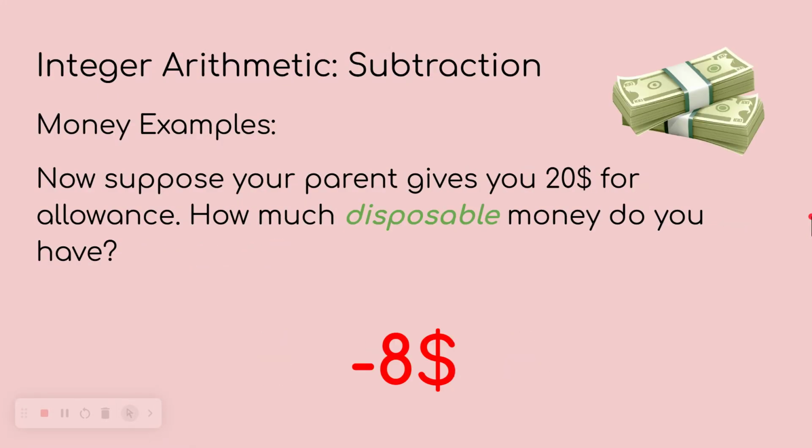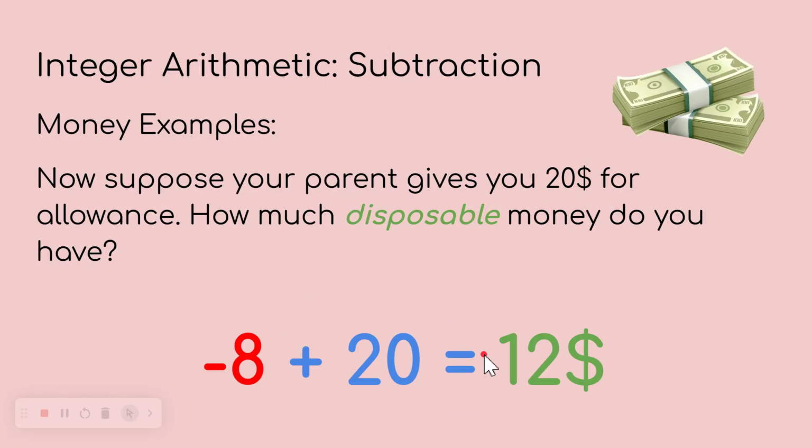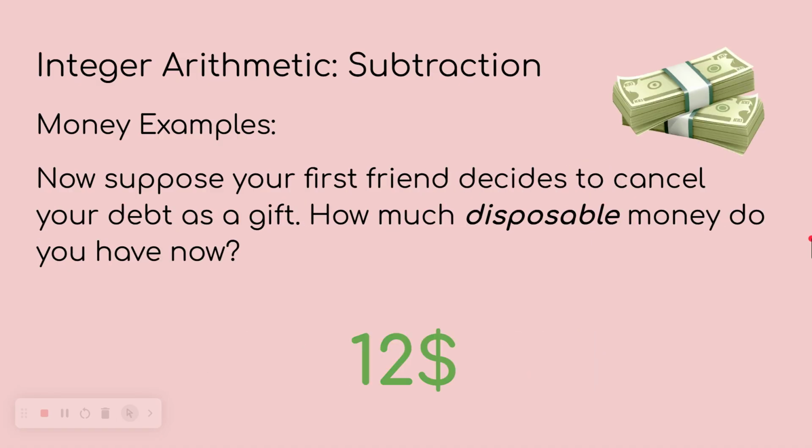Now suppose your parent gives you $20 for allowance. How much disposable income do you have? That's an important phrase, disposable. Because we have to remember that if we're being honest with ourselves, all of this $20 technically does not belong to us. We have $8 that we still owe to other people, right? So we're in debt $8, we just got a nice bump of 20, but we actually only have $12 of disposable income, disposable money that we can do whatever we want with.